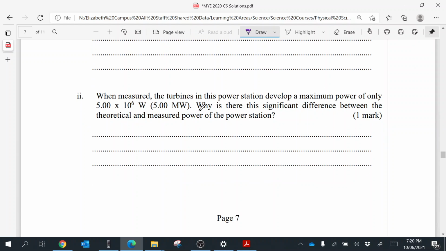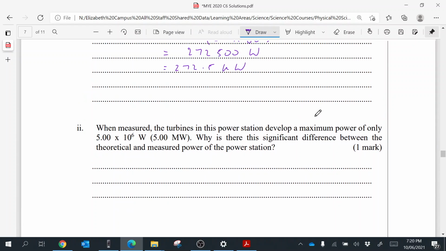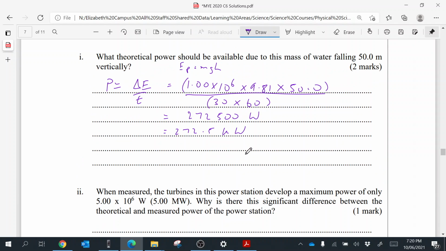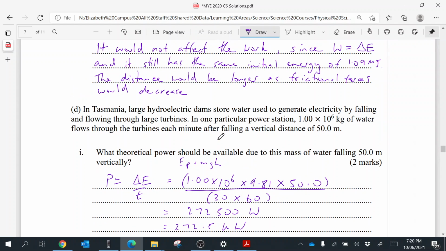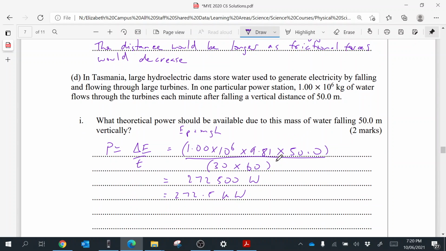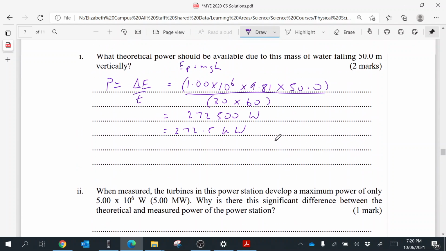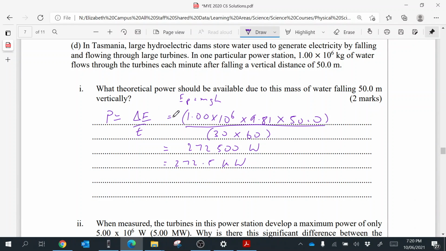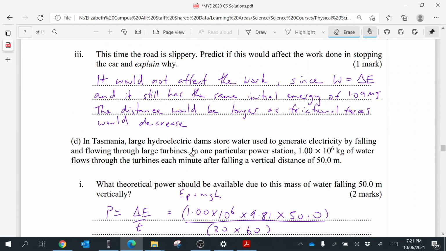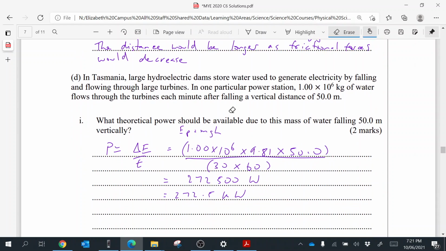When measured, the turbines in this power station develop a maximum power of only 5 point. So what have I done wrong? I reckon the power is just equal to n. That's right. We don't need. What does it say? Oh, each minute. Oopsie daisy. Each minute. So it's 60 seconds, right? Divided by 60, not 30. Divided by 60. That's what I've done wrong. Making a few mistakes. I must be getting tired, I reckon. Let's erase all this.